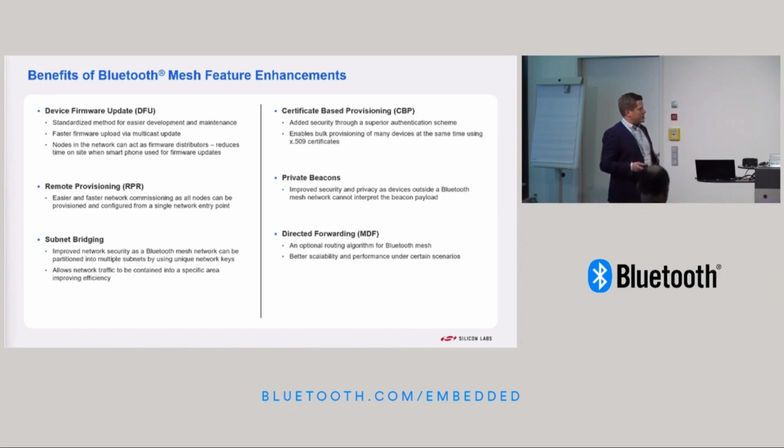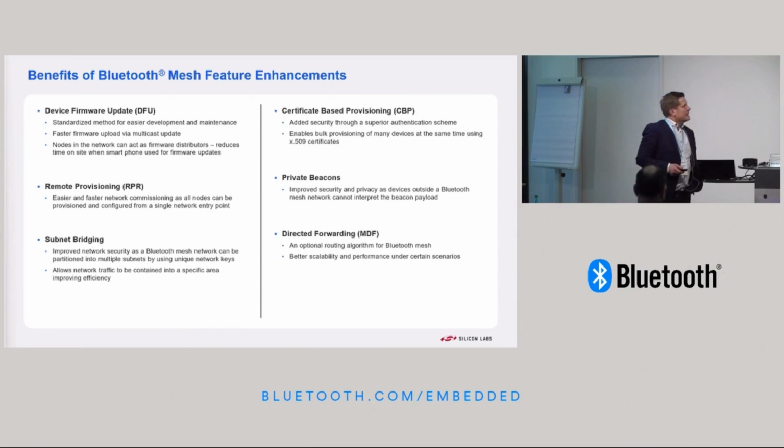So some other features, which I'm not going to talk about in detail. There's something called subnet bridging, which allows you to break your network into subnets with different security keys. Let's say you had a network that covered this whole building, you could break each room into its own network with its own security, and it also limits the traffic to just that portion of the network.